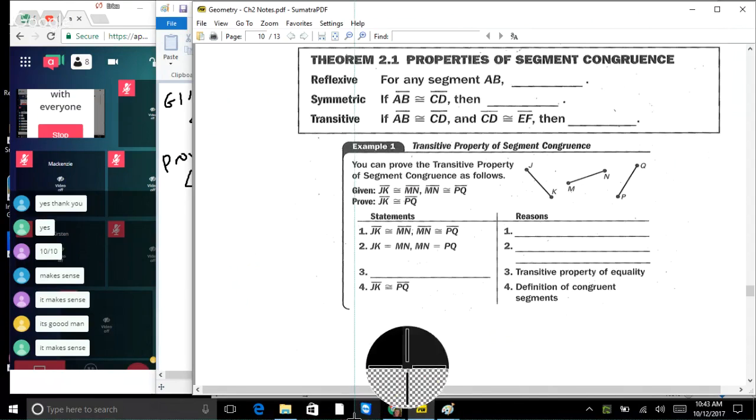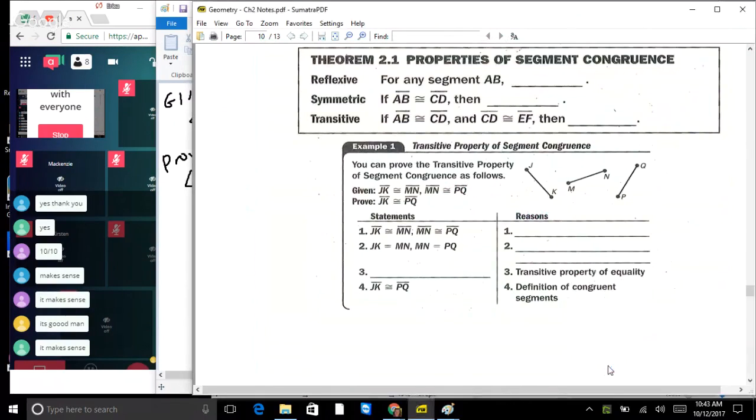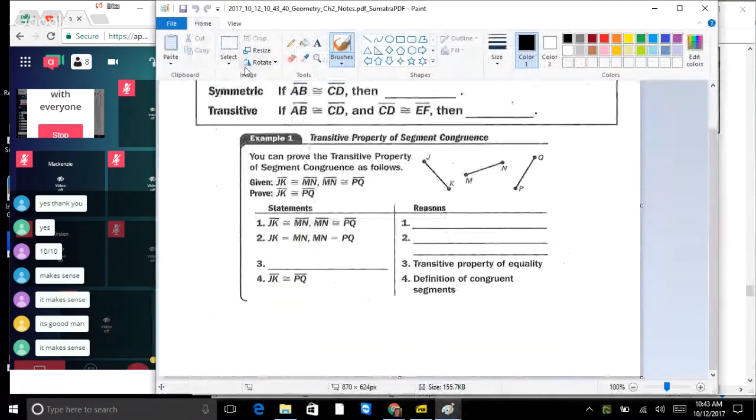Let's prove another one of our theorems, and that just gives us more practice in doing proofs. You can see they have a little proof listed out here for you, so we have a framework to work in. We're proving that this part of Theorem 2.1 is true. You can prove the transitive property of segment congruence as follows. We're given that JK is congruent to MN, and MN is congruent to PQ, and we want to prove that JK is congruent to PQ.